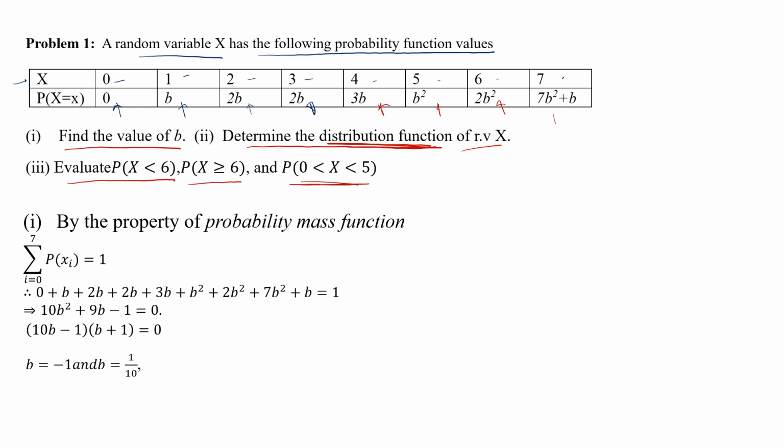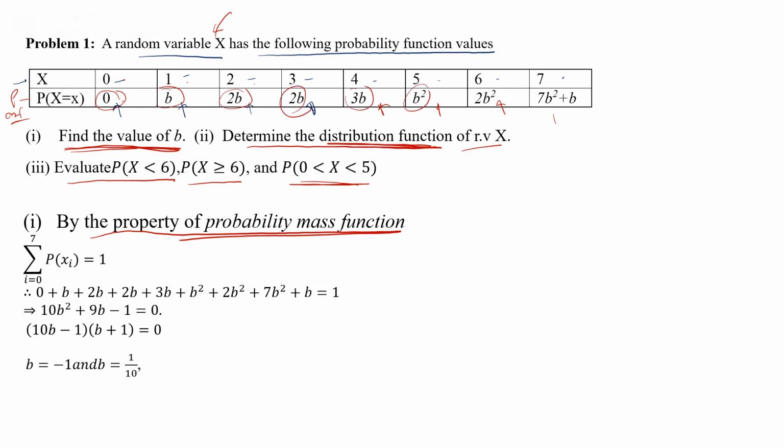Here you have to remember X is what? A random variable, and that random variable is discrete, because the values are defined on 0, 1, 2, 3, 4, and so on. Now first we discuss the first part, that is we have to find the value of b. By the property of the probability mass function, if we add all the probabilities, here you have to remember, this is the probability mass function, PMF.